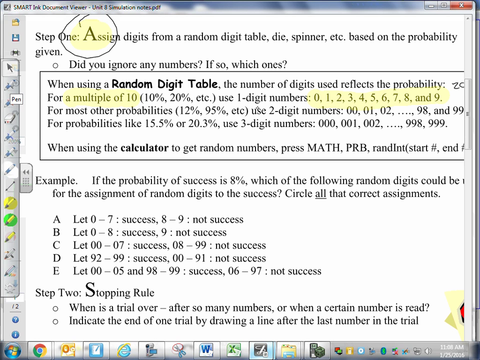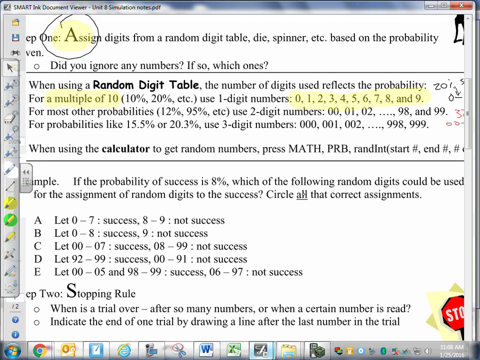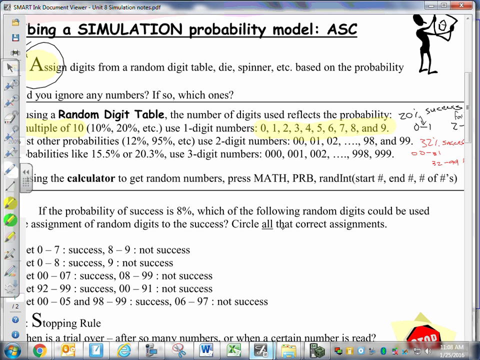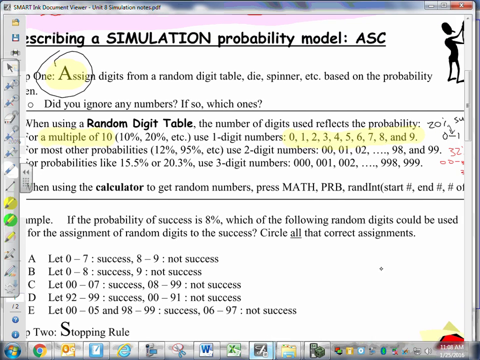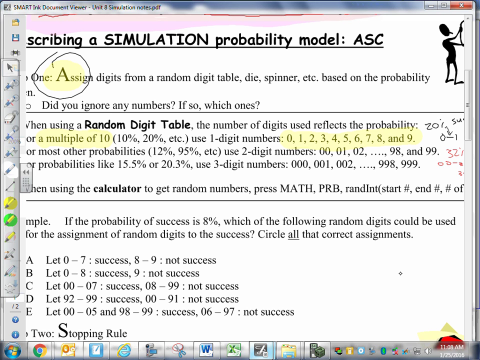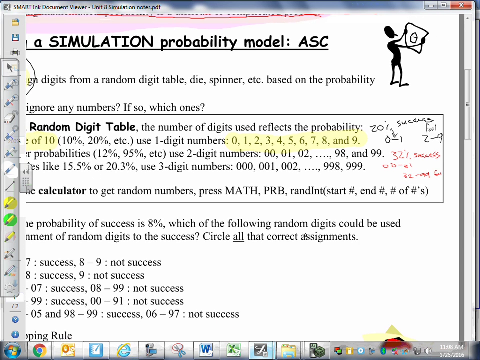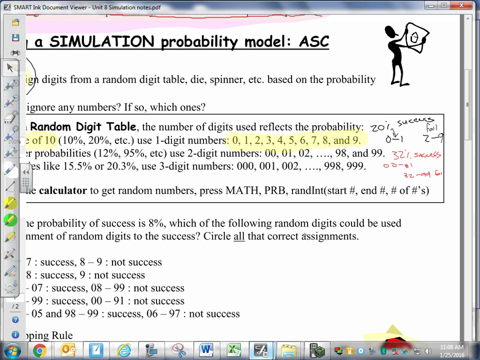If you have probabilities that have decimals, like 15.5 or 20.3, you need to use 3-digit numbers, okay? From 000 to 999. We will also be able to produce random numbers between 2 numbers on our calculator using random integer. We'll show you that in the future, okay? You'll go to Math, PRB, random integers between a first number and a last number, and the amount that you need. Okay?